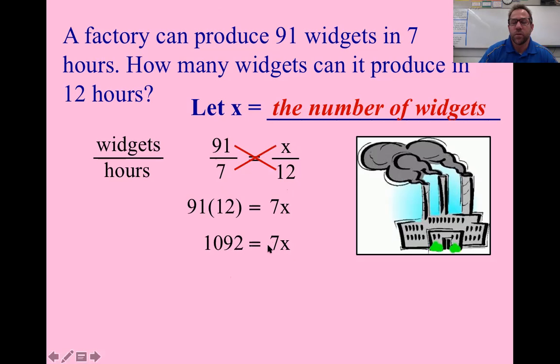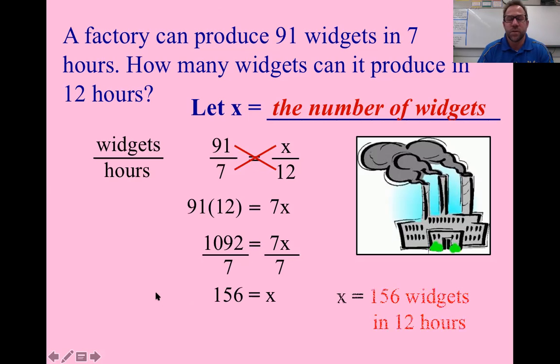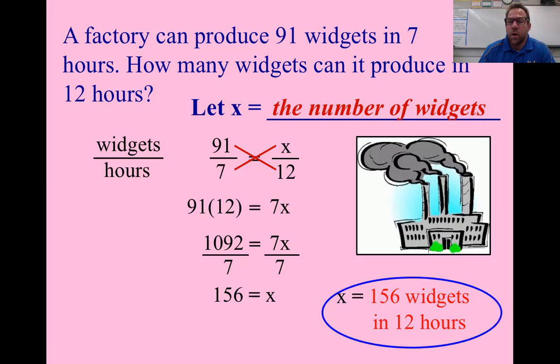So now what am I going to do? I'm going to divide by 7. And when we divide by 7, we find out that in 12 hours, right, we're trying to figure out how many widgets. In 12 hours, the factory can make 156 widgets. 156 widgets. Okay. All right. So that's the end of the lesson, the PowerPoint lesson.